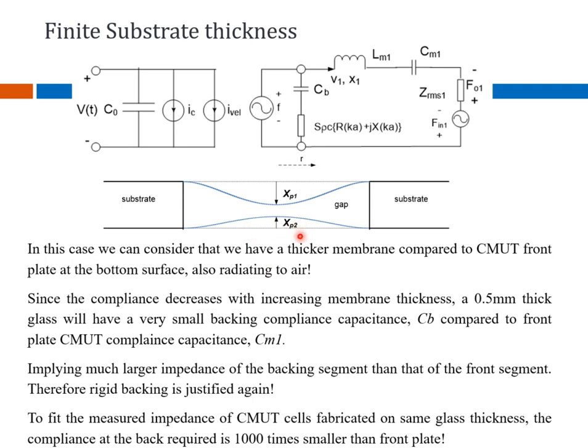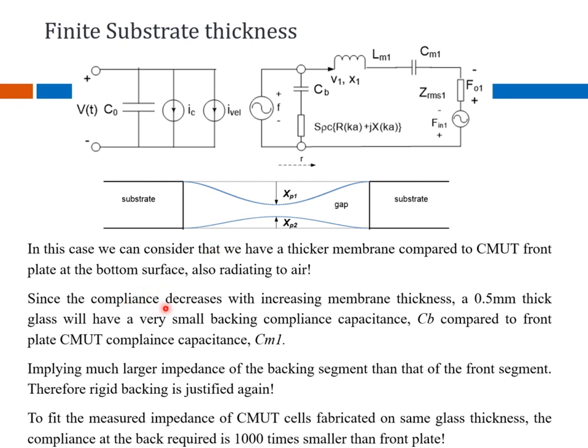But this is not the case when XP2 is 0, that means you have a rigid substrate. It's not moving, and then Blake's work becomes very much effective in modeling the CMUTs through a circuit model, and you can have over here the Blake's impedance. But what if the substrate thickness is finite? It is smaller than the wavelength, let's say.